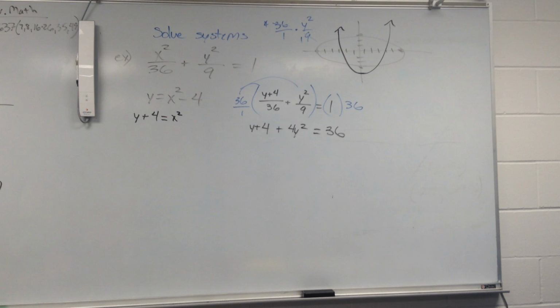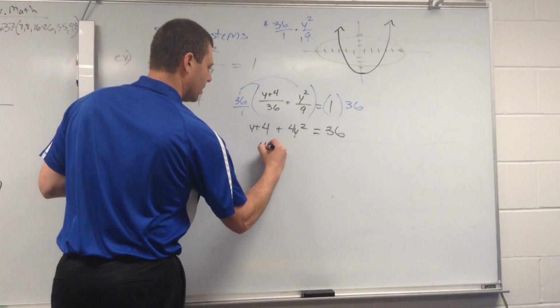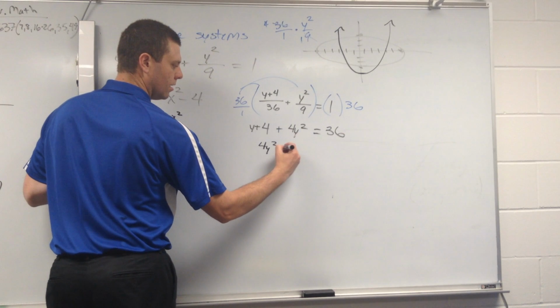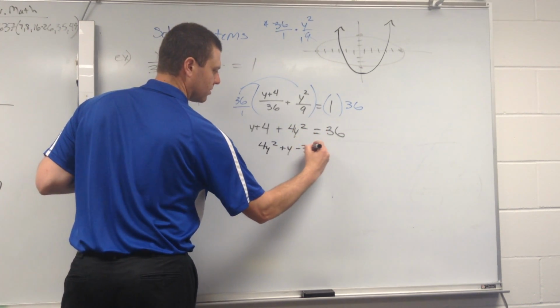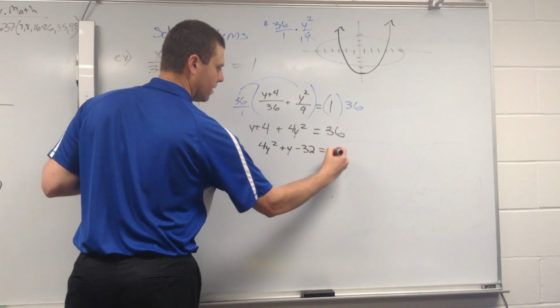How do I solve quadratics? You set them equal to 0 and hope we can factor it and avoid the quadratic equation. I don't know, we made this problem up. 4y squared plus y minus 32 equals 0.